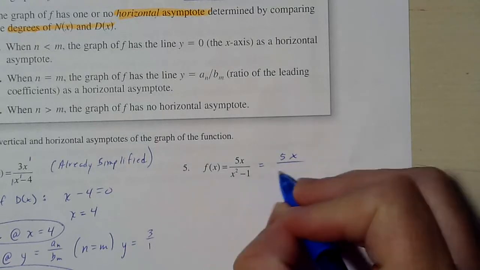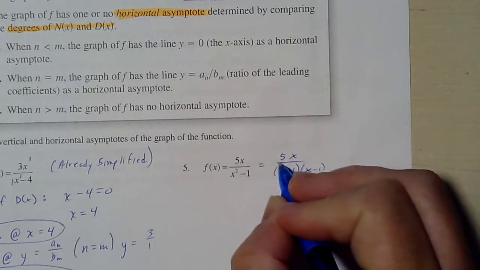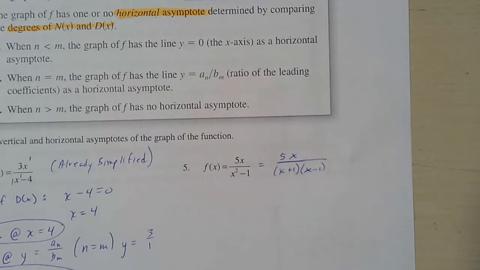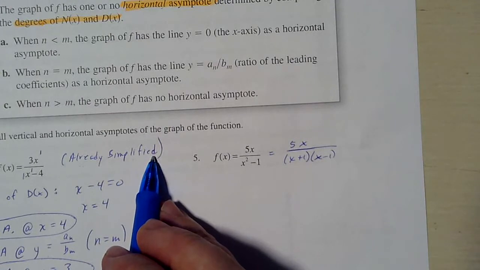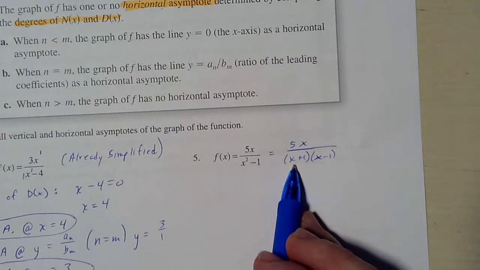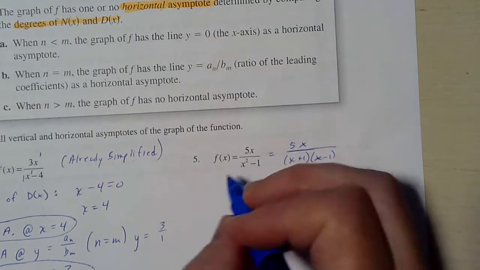On the bottom, I can factor this to x plus 1 times x minus 1, but it appears there's still no common factors. So again, it's already simplified. So what are the zeros of the denominator? At least factoring it allowed me to see the zeros a little bit easier. -1 plus 1 is 0, and 1 minus 1. Okay, so plus or minus 1.